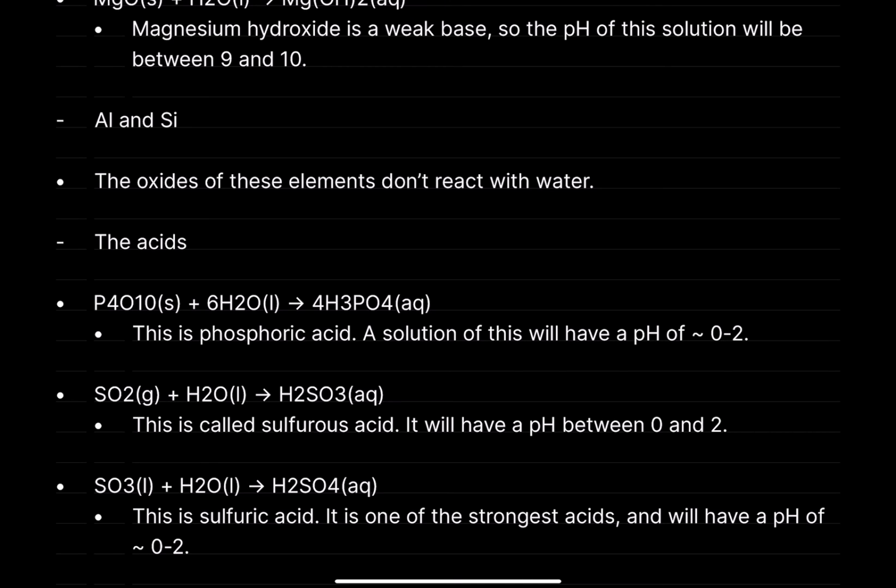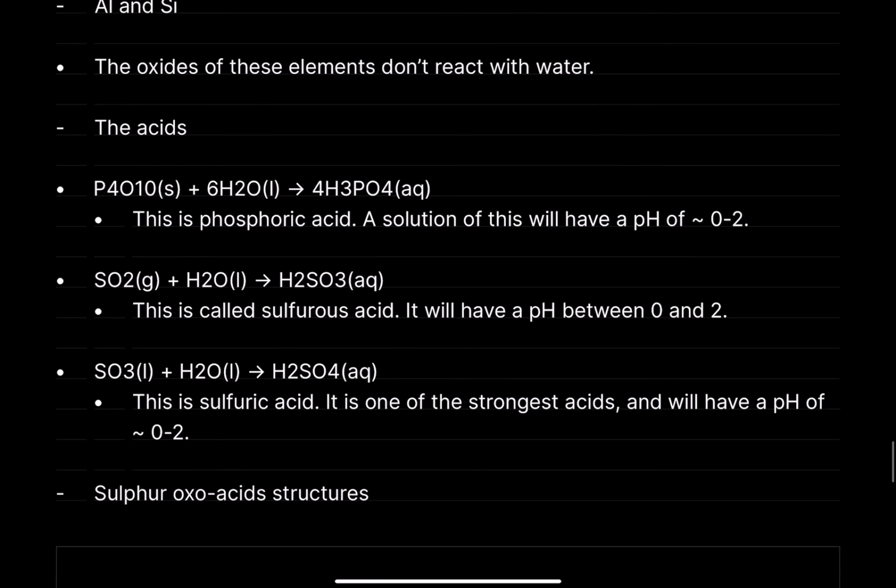However, now we're becoming more acidic. We're going from basic to acidic. So P4O10 plus 6H2O goes and forms, now remember to always balance your equation, 4H3PO4, and this is phosphoric acid, which is very acidic. It's triprotic even. So phosphoric acid is formed in this case.